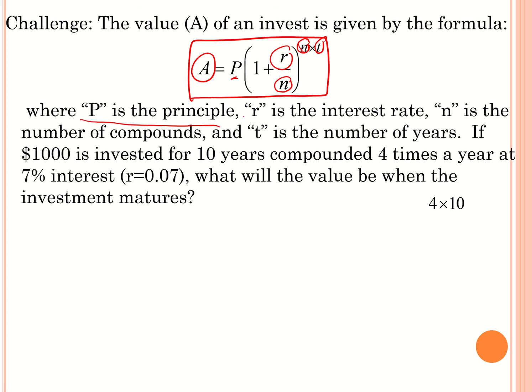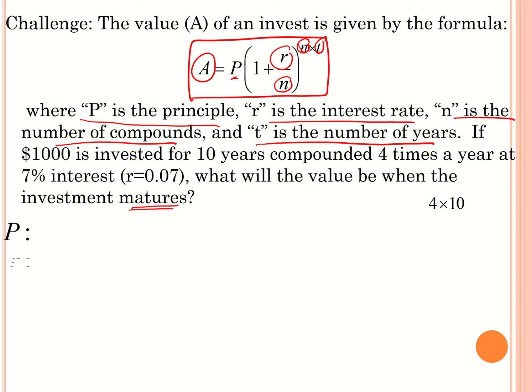So P is a principal, R is interest rate, N is the number of compounds in a year, and T is the number of years, okay? So what I want you to do is read this next part and figure what the P, R, N, and T stand for, okay? So if $1,000 is invested for 10 years, compounded 4 times a year at 7% interest, what will the value be when the investment matures? So matures means that after 10 years. So let's go through each of these.